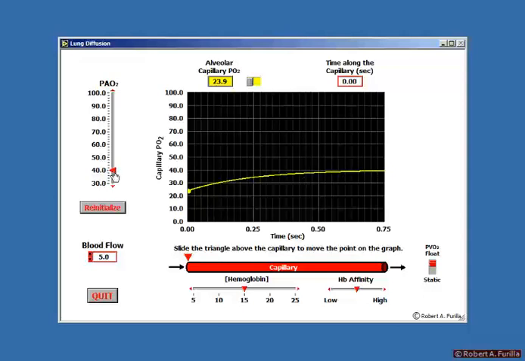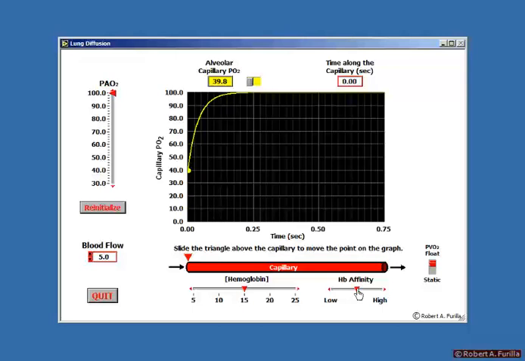Go back to 100 millimeters of mercury of pressure, and now the pressure gradient is 60 millimeters of mercury difference. So there's a bigger force trying to drive oxygen into solution. Let's change the hemoglobin affinity. I'll increase the hemoglobin affinity for oxygen.